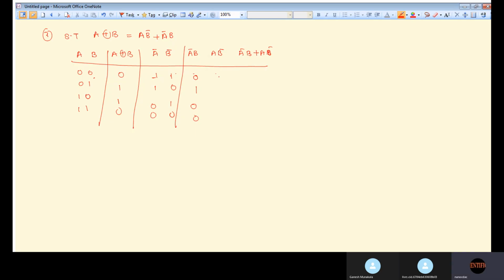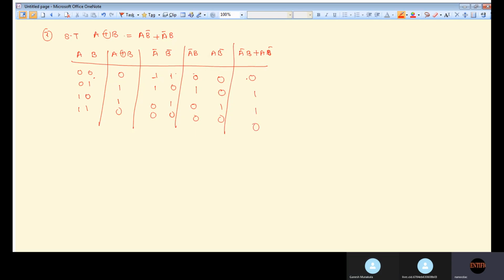A bar B కదా, సారీ AB bar ఏమొస్తుంది? AB bar 0 0 1 0. Okay, you will get 0 0 1 0. Now you add these two things and tell me what you are getting. ఈ రెండు యాడ్ చేయండి. A bar B plus AB bar: 0 1 1 0.